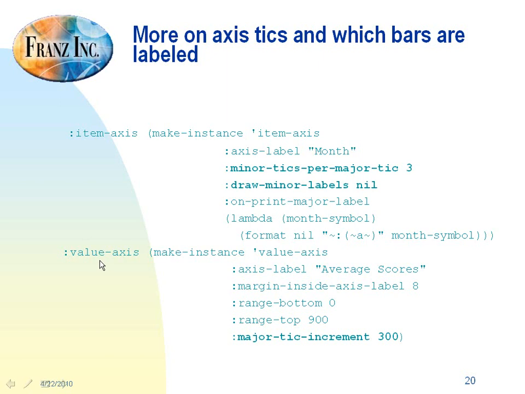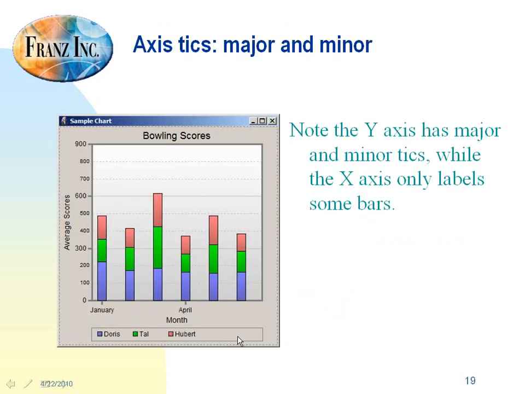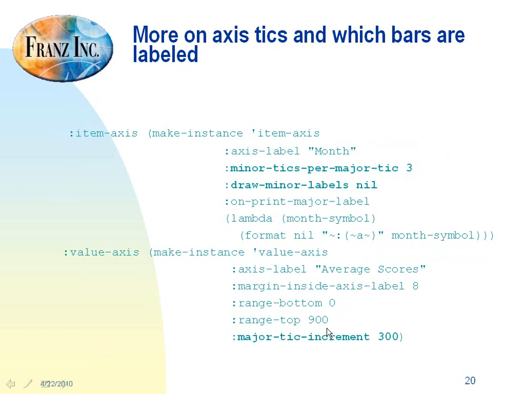Similarly, for the value axis, which is the y-axis, we've said the major tick increment will be 300, with the range top and the range bottom. 0 to 900 here, by the way, is how you specify what you want the axis to go from and to if you don't want to just use the default. So this is specifying 300, 600, 900, and the major tick increment is 300, and it provides the minor tick values, and it also draws minor labels.